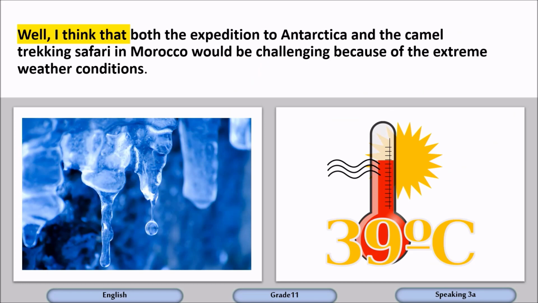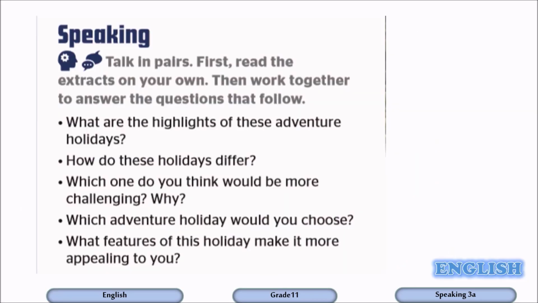Well, I think that both the expedition to Antarctica and the camel trekking safari in Morocco would be challenging because of the extreme weather conditions. So extreme weather conditions means either too cold or too hot. Move on to the next question.